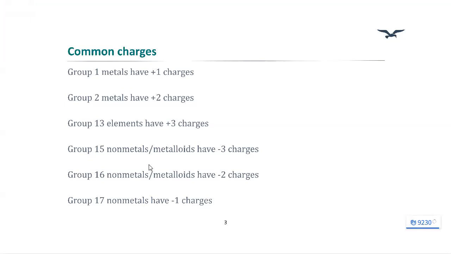For our nonmetals and our metalloids, group 15, the nitrogen group, -3 charges on those. Group 16, the oxygen group, -2 charges on those. Group 17, the halogens, all of those are -1s. Now, again, this is for monatomic elements. So that is, we're talking about ions that have just 1 atom, and that atom's charge is based completely on where it is on the periodic table.